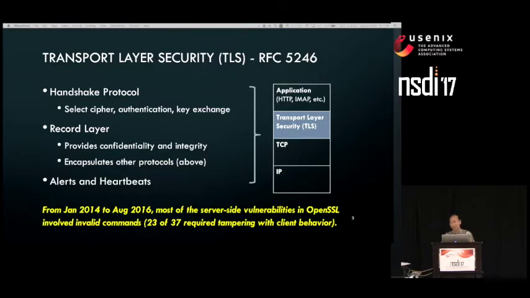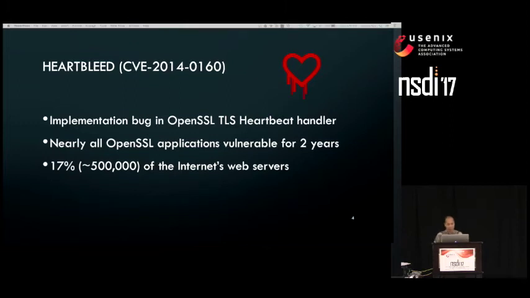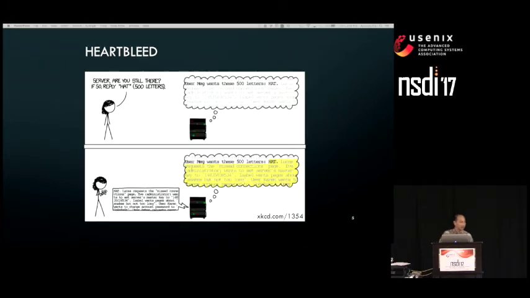Now, TLS is a pretty good protocol and is widely deployed. Unfortunately, it's been in the news a lot, which is the opposite of what you want for a security protocol. So we looked at the vulnerabilities in the last couple of years for OpenSSL, which is one of the main implementations of TLS. And it turned out that over half of them involved invalid commands. The most infamous of these, of course, is one that everyone's heard of, Heartbleed. Heartbleed was an implementation bug in the OpenSSL heartbeat handler. It basically affected all OpenSSL applications for 2 years, which was like 500,000 web servers, so a non-negligible proportion of the internet.